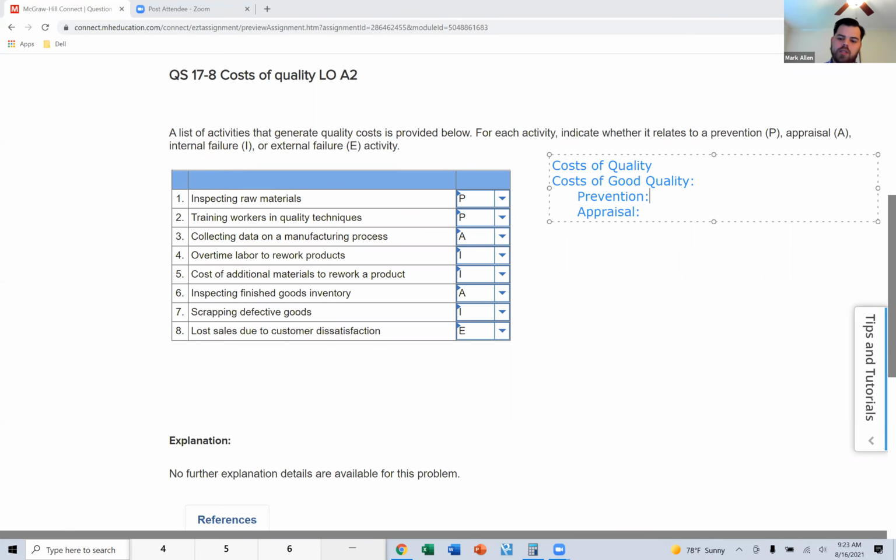Now, a couple of key words here for prevention. The big one, though, is training, right? We're training and improvement, right? If you see either one of those, we're pretty much always talking about prevention, right? So we're trying to train our employees to improve in the process, whatever it is.